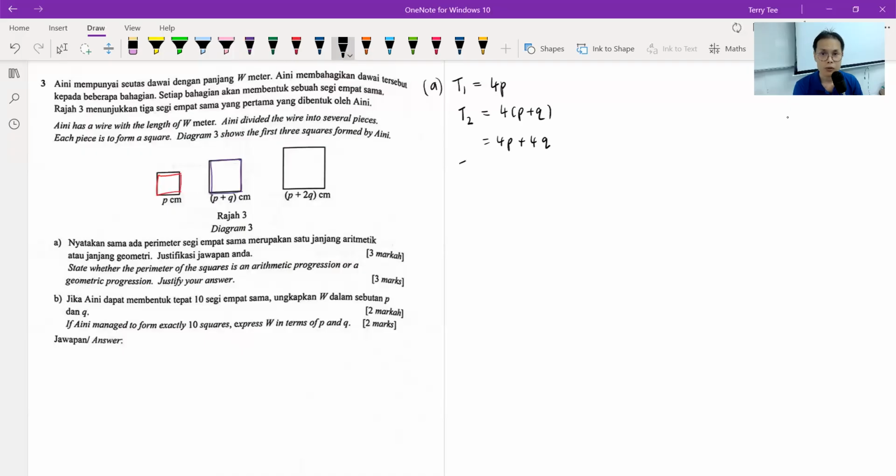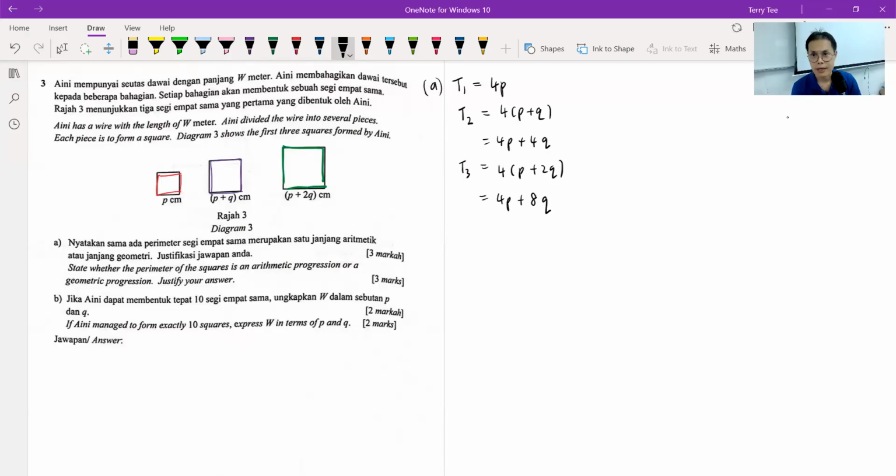Okay, how about the third one? The third one, you can see the length now increases to p plus 2q. Then you have 4 of them. So your perimeter is now 4 of p plus 2q. As I expand this, I get 4p plus 8q.